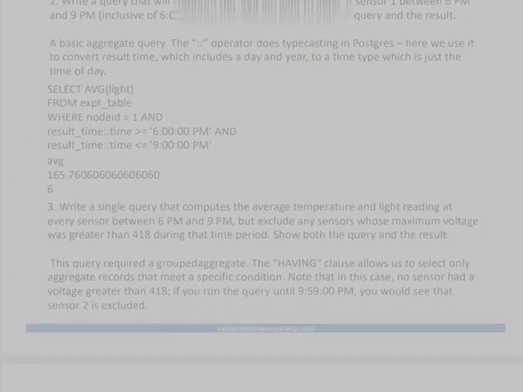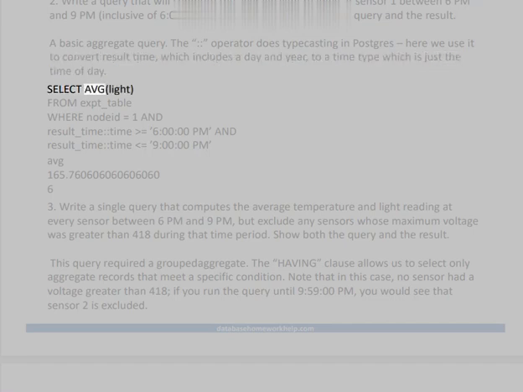2. Write a query that will compute the average light reading at sensor 1 between 6 p.m. and 9 p.m., inclusive of 6 p.m. and 9 p.m. Show the query and the result. A basic aggregate query. The :: operator does typecasting in Postgres. Here we use it to convert result_time, which includes a day and year, to a time type which is just the time of day.